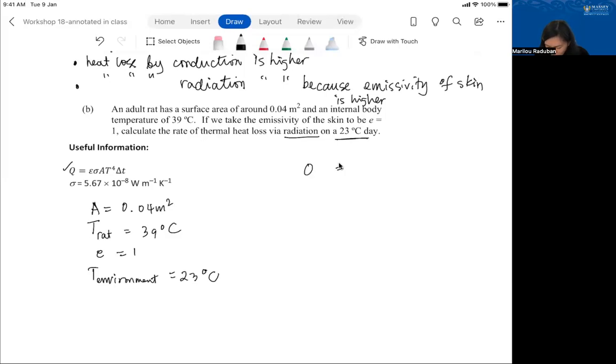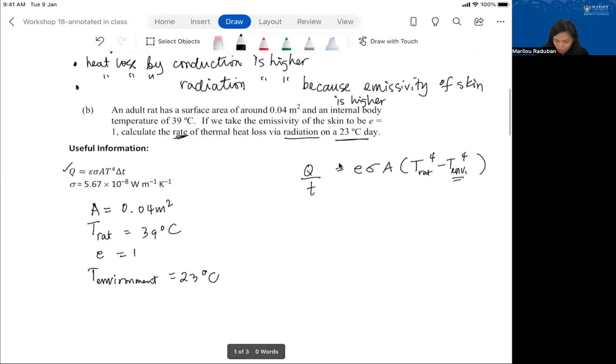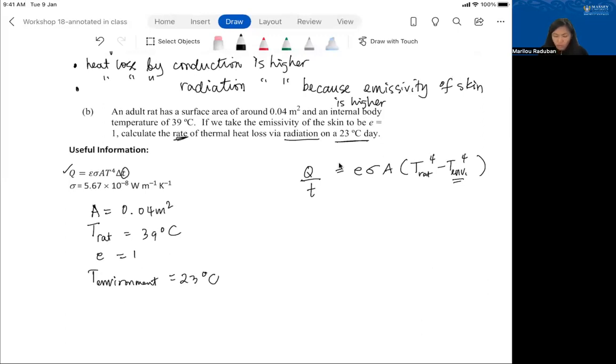So you should use the equation E sigma A (T rat to the 4 minus T environment to the 4), which incorporates the temperature of the environment. We want to find the rate. So rate means Q divided by t. And so this time should go in the denominator on the left side instead of on the right side. All right. Before you can use the equation, you need to convert your temperatures to Kelvin. So add 273 to each of your temperatures. You should have 296 Kelvin for the environment and 312 Kelvin for the rat.